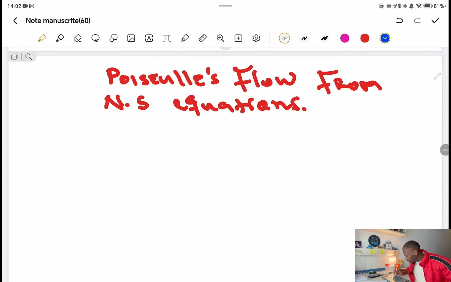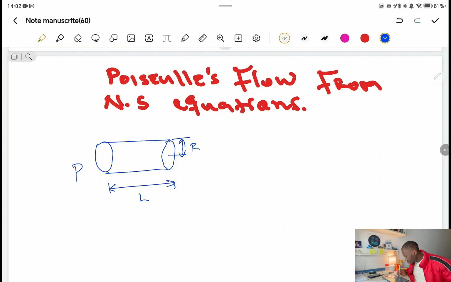Let's start. Let's assume that we have a cylinder here, like this, and that cylinder has a radius, say the radius R, and a length L. And there's pressure. Let's call it pressure P1, and pressure P2, and the flow is going this way.